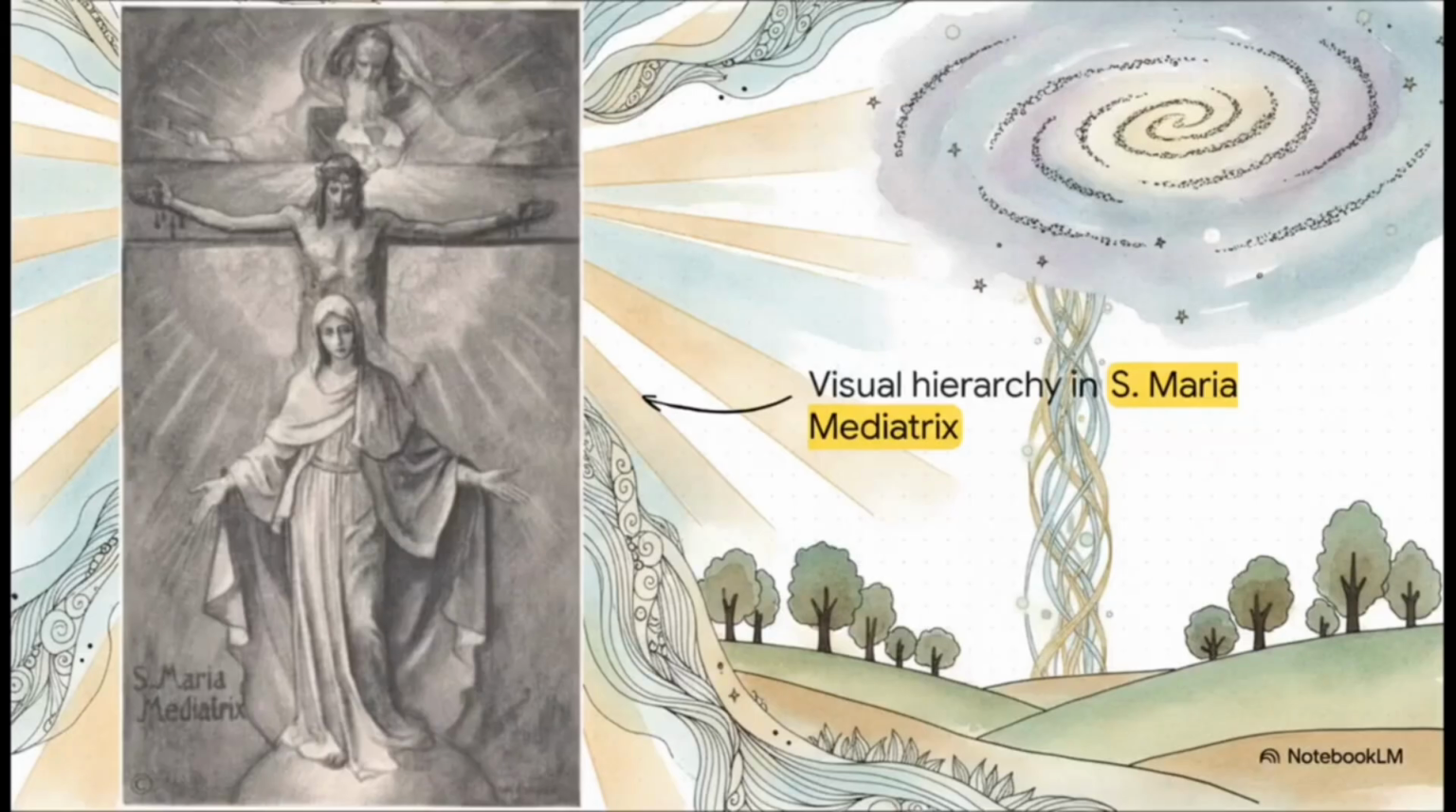Now, what's really interesting about what we're looking at here is the explicit use of visual hierarchy. This stark black and white artwork, titled S. Maria Mediatrix, takes complex theology and organizes it into a straight vertical line. Up at the top, you've got God the Father. Descending from him is Christ on the cross, and then, positioned directly beneath them with her arms wide open, is Mary, serving as the mediatrix, or the mediator. The complete lack of color here actually forces our eyes to read it almost like a theological flowchart, tracing that divine connection straight down to humanity. It really gives us a fantastic grounding.